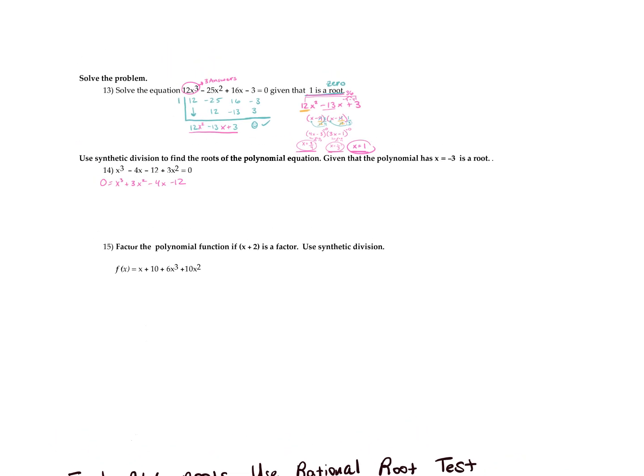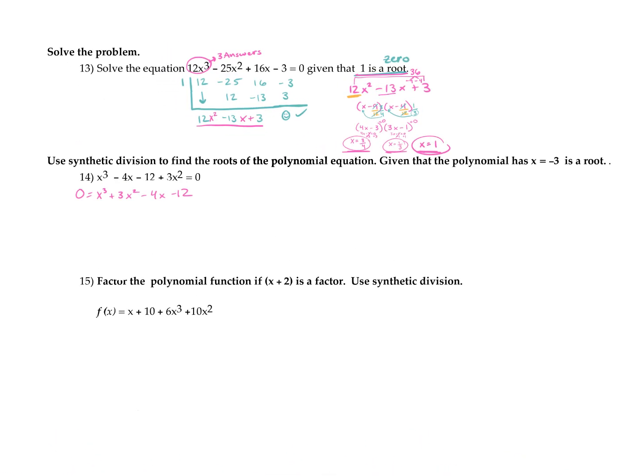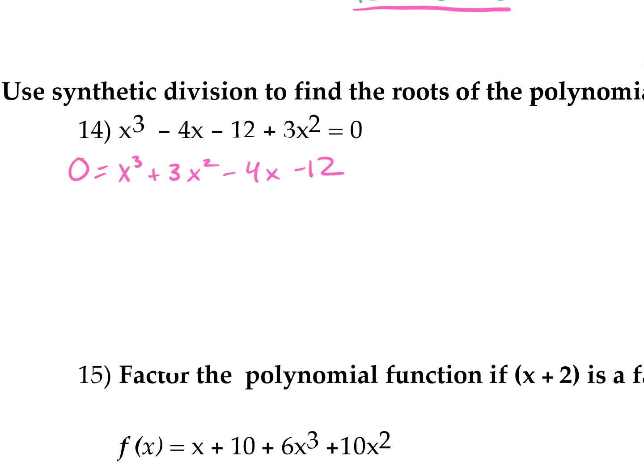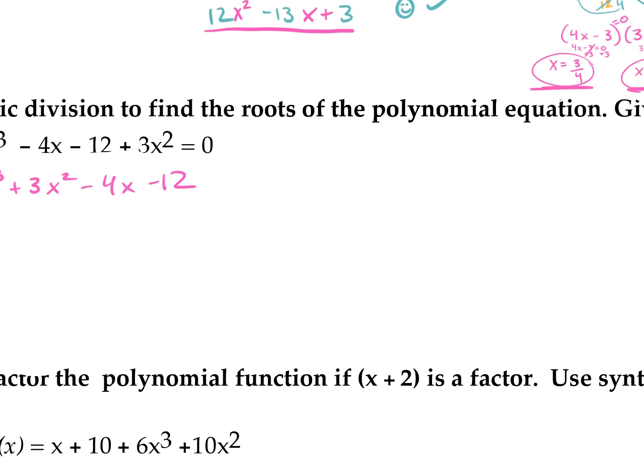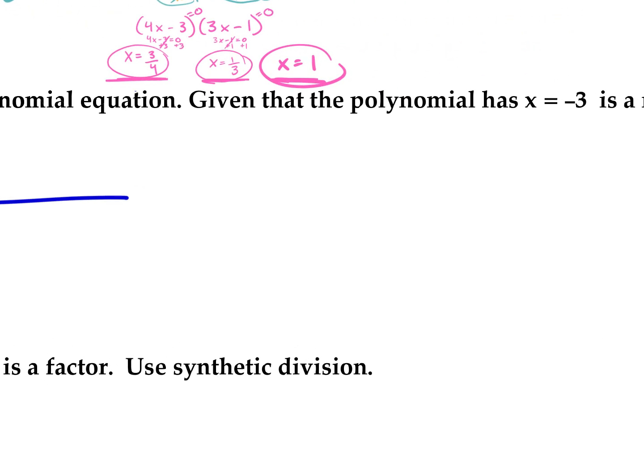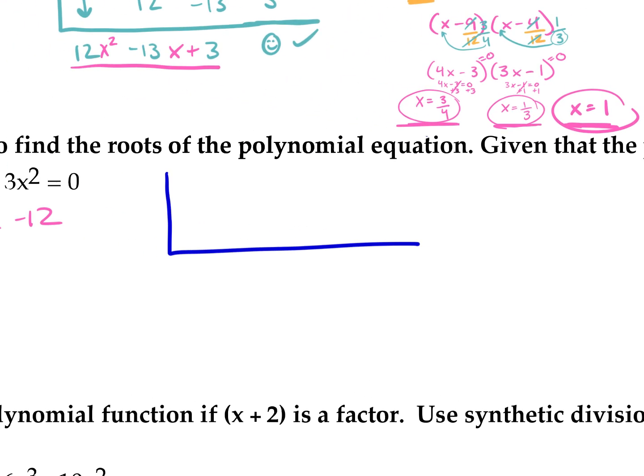Right, let's go back to 14. It says use synthetic division to find the roots of the polynomial given that the polynomial has x equals -3 as a root. So we know that x equals -3 is going to be one of our zeros. What goes on the outside then? So if it says x equals, we put exactly what it says. So -3 would go on the outside.